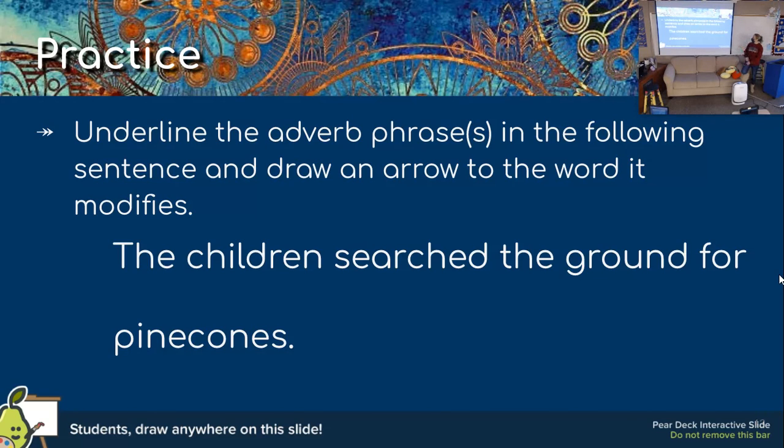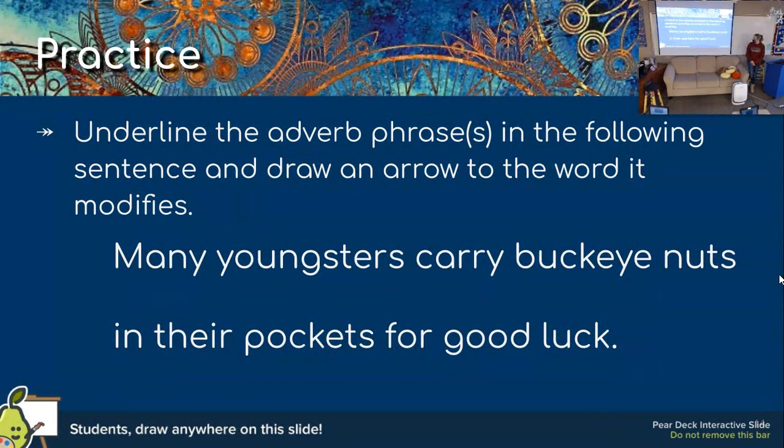So we know that that doesn't work. All right, so what do we think? What is "for pine cones" actually modifying in this sentence? Layton, what do you think? "For pine cones" is modifying which word in the sentence? Searched. It's answering one of those adverb questions. Where? Or no, excuse me, what? What did we search for? We searched for pine cones. Questions will help you. Okay, try this one.